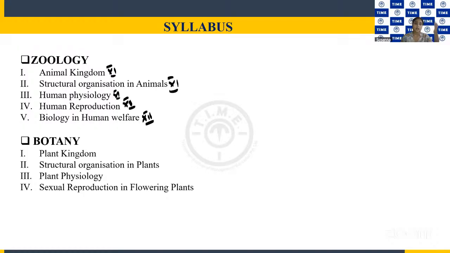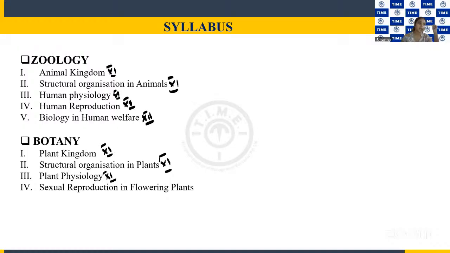Now let's come to botany, the syllabus of botany. There also we have four topics. First, plant kingdom, where, like animal kingdom, you'll be dealing in depth with kingdom Plantae. It's a class 11 topic. Then comes structural organization in plants, where you'll be studying the morphology and anatomy of plants, a class 11 topic. Then plant physiology, again a class 11 topic, where you'll be studying photosynthesis, respiration in plants, etc.